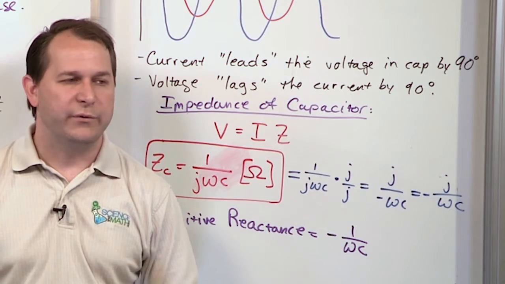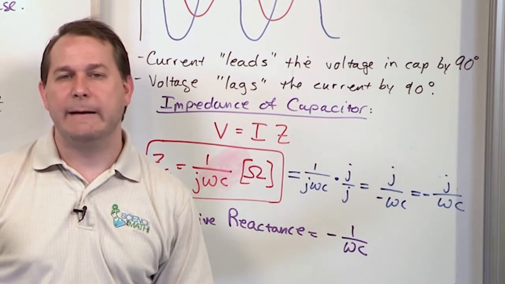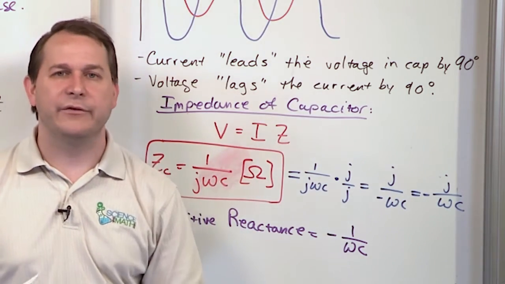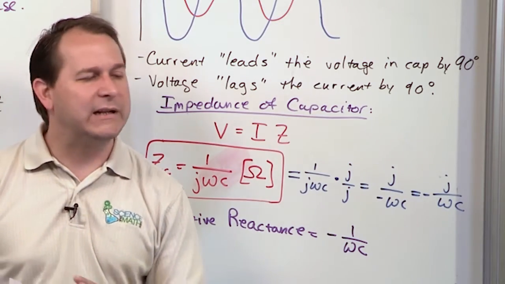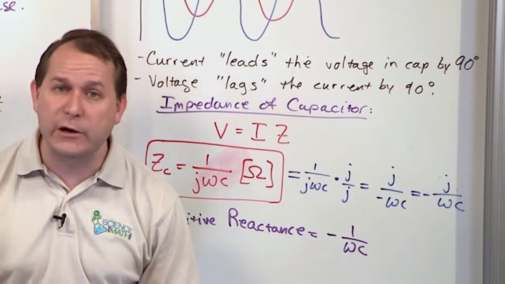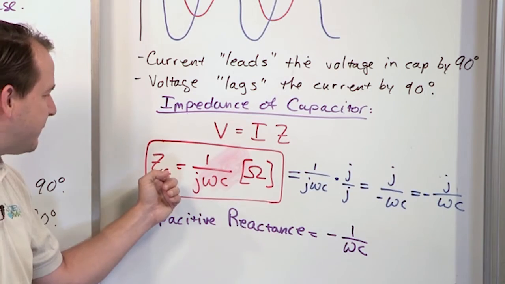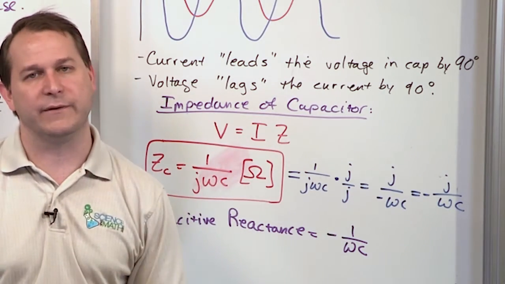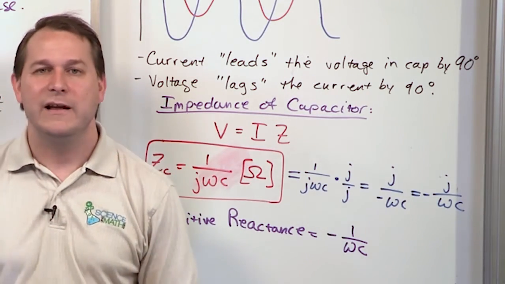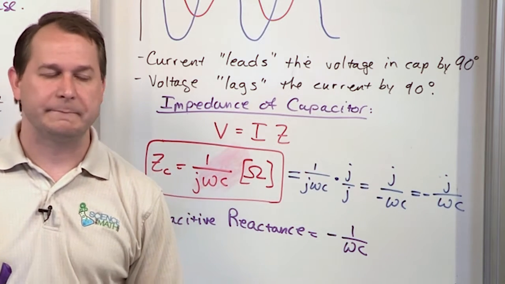You know, with resistors, you build the circuit, it's always the same. But you could build a circuit with capacitors and inductors, and the circuit will behave completely differently at different frequencies, because the impedance of the capacitor is going to be different at different frequencies, and the impedance of the inductor is going to be different at different frequencies.